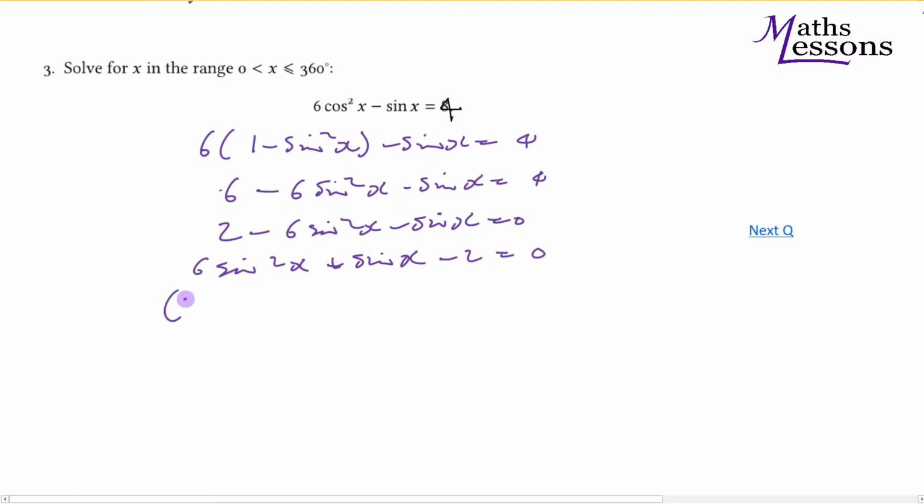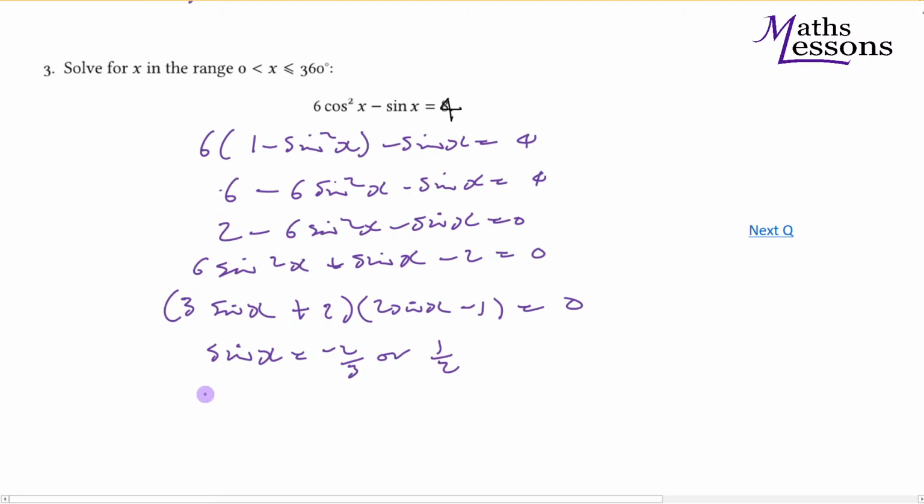Now I can factorise this. So I get (3 sine x) and (2 sine x) equals 0. And I want a plus sign, so I need a minus 1 there, and I need a plus 2 there. So that gives me 4 sine x minus 3 sine x, which gives me sine x. So therefore sine x will equal minus 2/3 or a half.